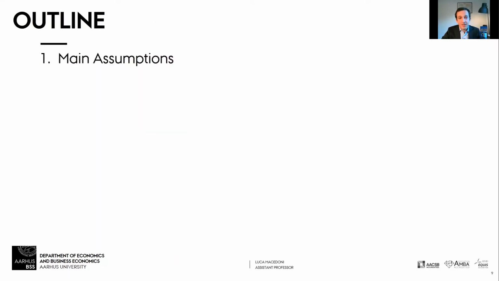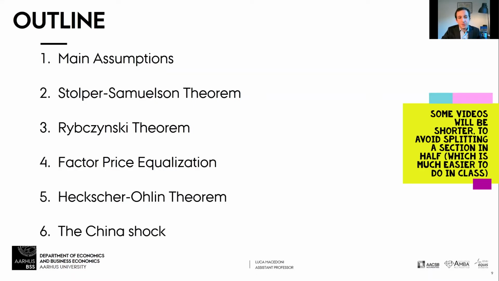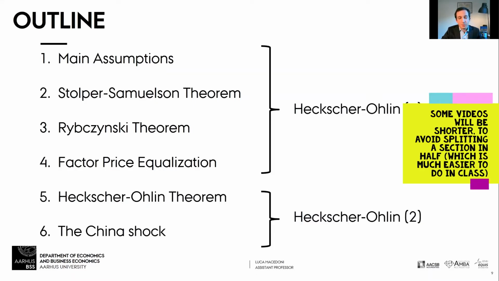We're going to start with the main assumptions, and then we're going to first look at a small open economy, which takes international prices as given, and we're going to study some theorems. And this is conceptually the first part of the lecture. Although we're probably going to finish today with bullet point number 2, the Stolper-Samuelson theorem, and in the next video, we're going to cover the rest.